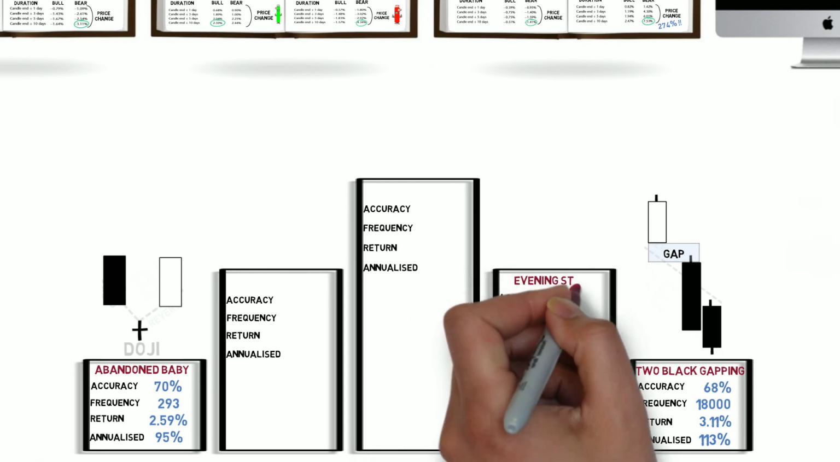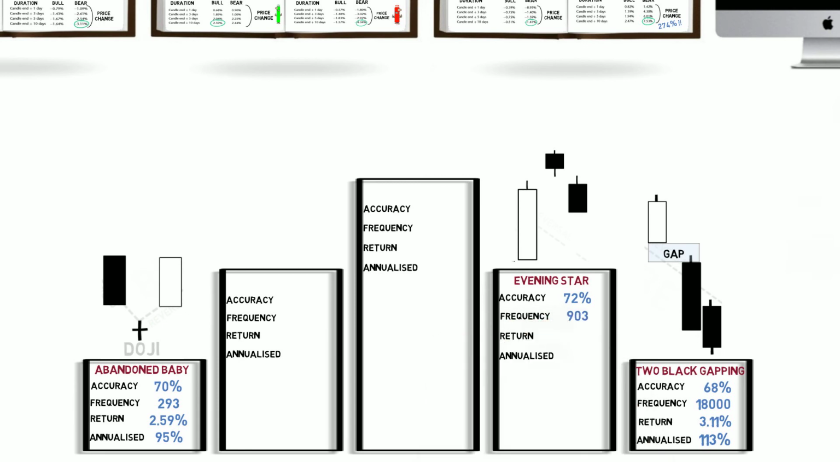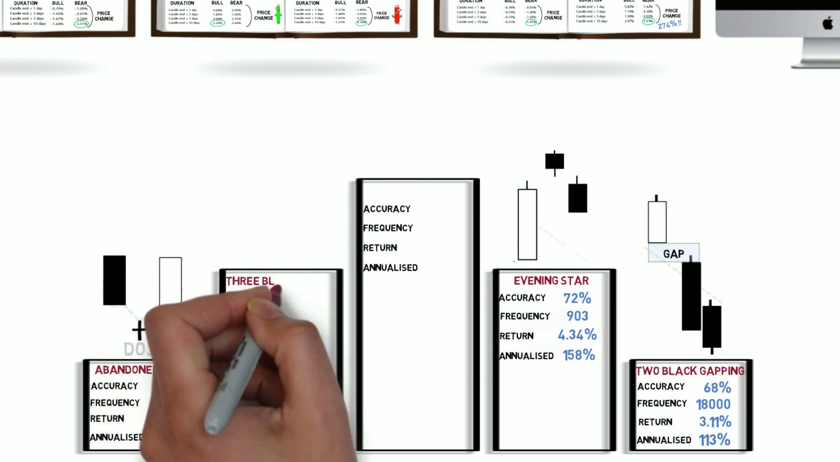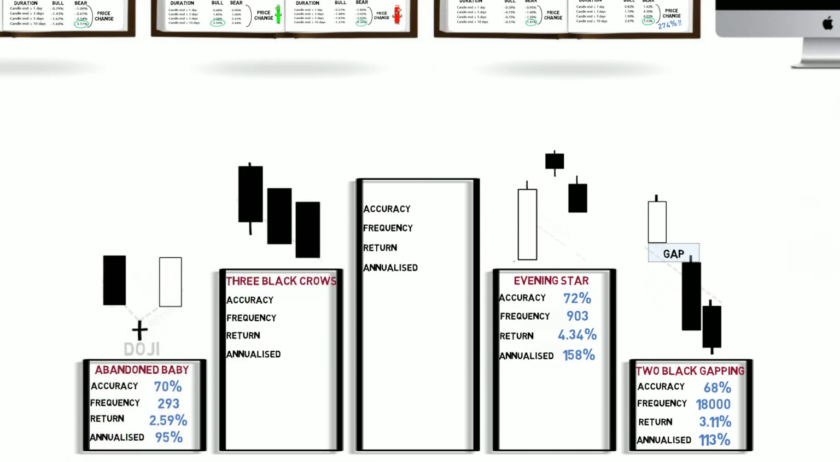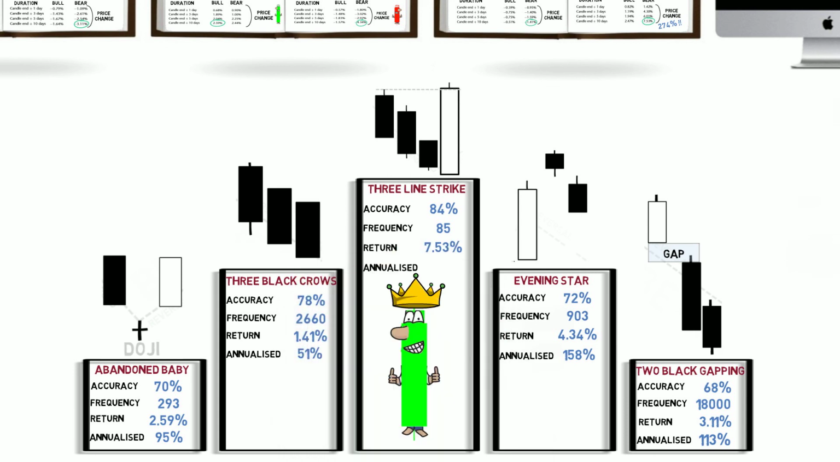In 3rd place, the evening star formation, providing 72% accuracy, a frequency of 903 and a 4.34% return over 10 days, equating to 158% annualized. In 2nd place, the 3 black crows formation, providing 78% accuracy, a frequency of 2,660 and a return of 1.41% over a 10-day period, equating to 51% annualized. And finally, in 1st place, the 3-line strike, offering 84% accuracy, a frequency of 85 and a 7.53% return over 10 days, providing an annualized return of 274%.